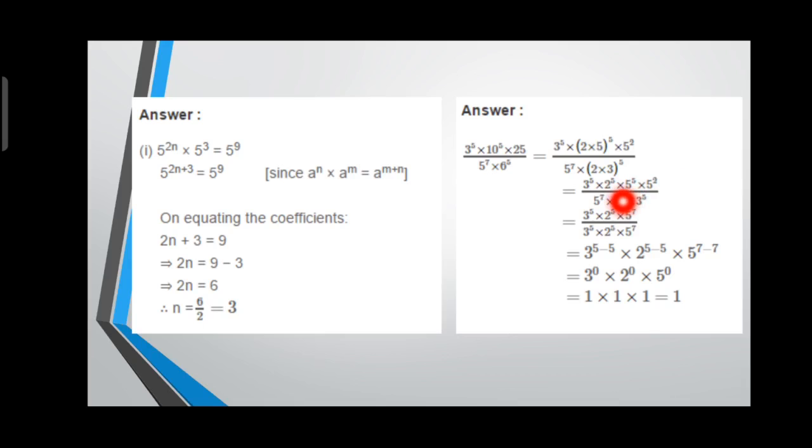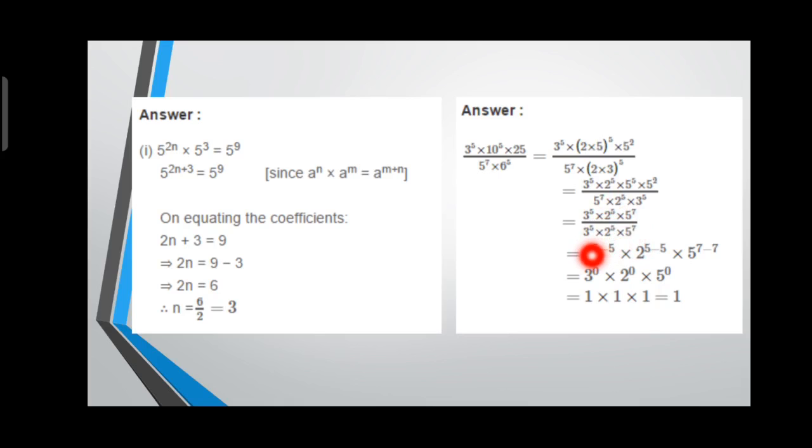I already told you, if the base is the same and it is multiplied, the powers can be added. If you add 5 plus 2, it will be 7. So 5 raised to the power of 7. And the denominator is 3 raised to the power of 5, 2 raised to the power of 5, 5 raised to the power of 7. Now you can simplify children. So this 5 raised to the power of 7 and this 5 raised to the power of 7 will be cancelled. And this 2 power 5 and this 2 power 5 will be cancelled.